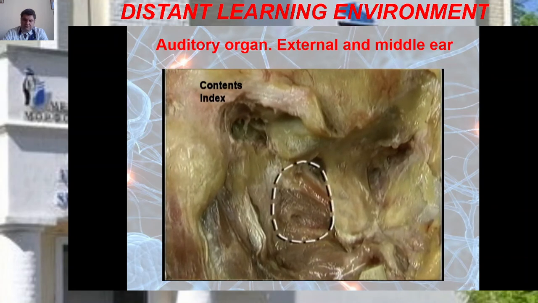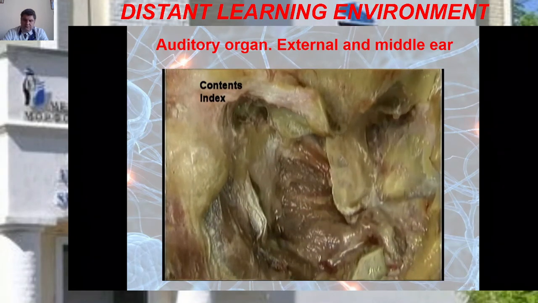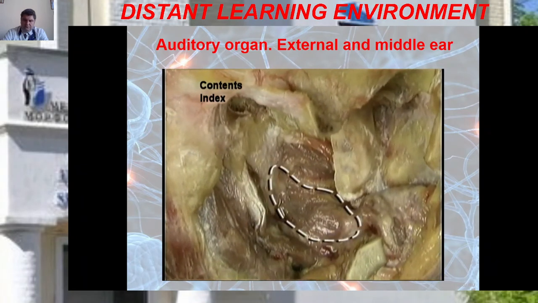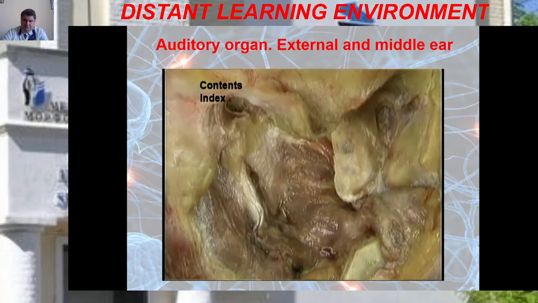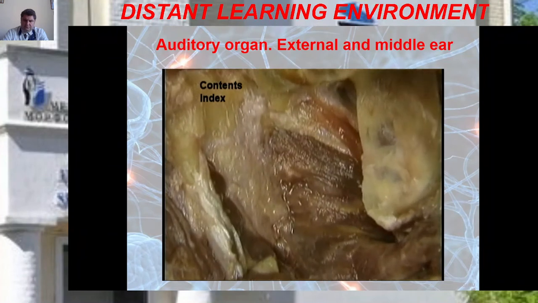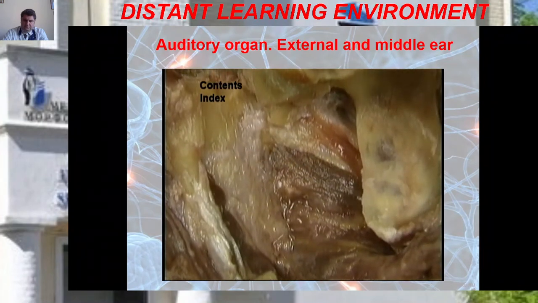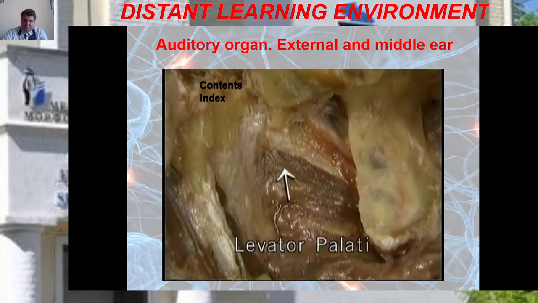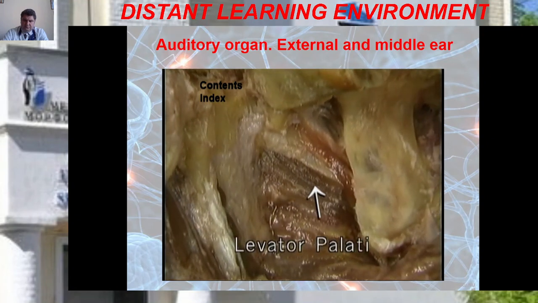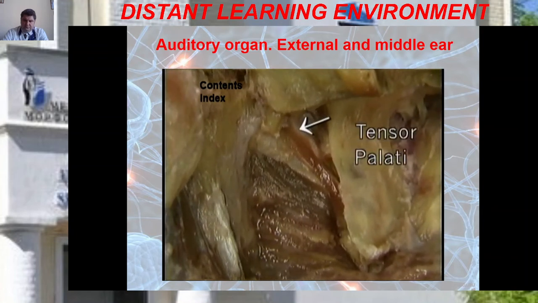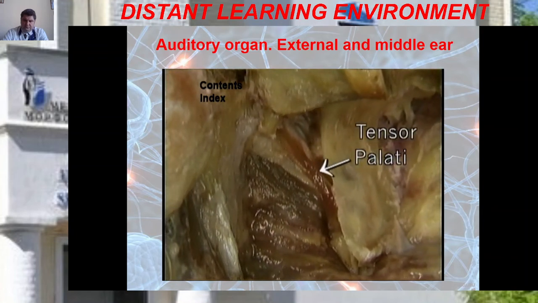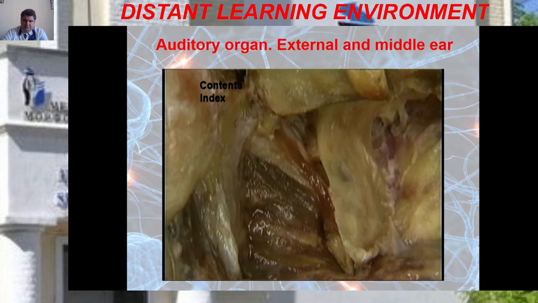The nasopharynx is here. This is the superior pharyngeal constrictor. Its upper border is here. The auditory tube is up here. It's concealed between these two small muscles. This one is the levator palati, passing down above the free border of the superior constrictor. This one is the tensor palati, passing downward and forward to go round the hamulus.